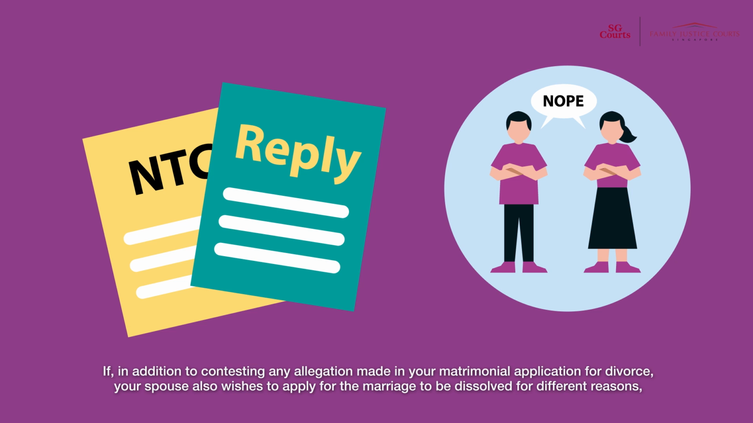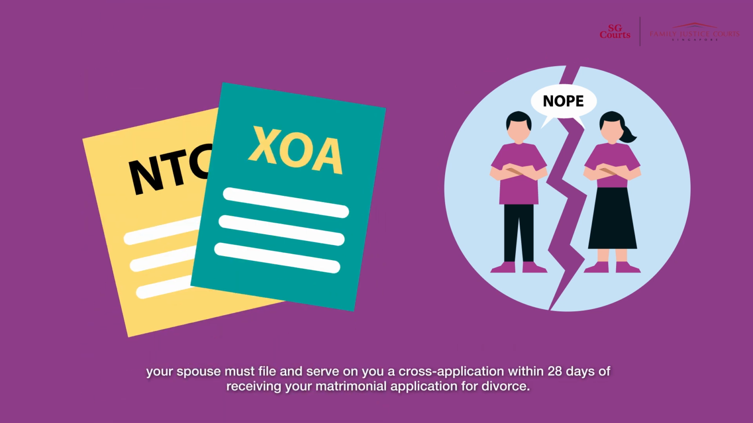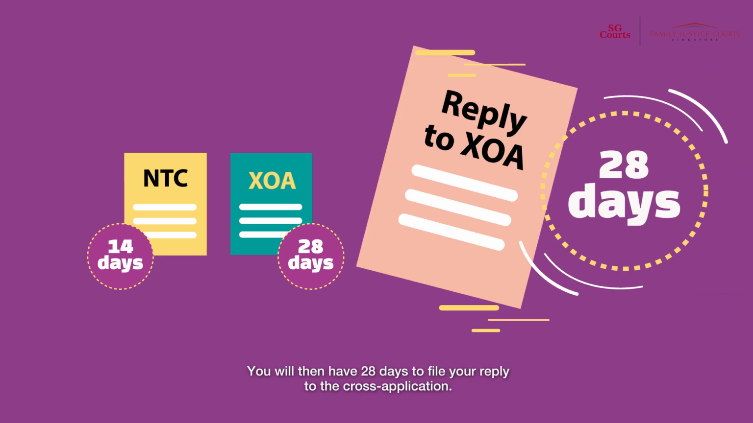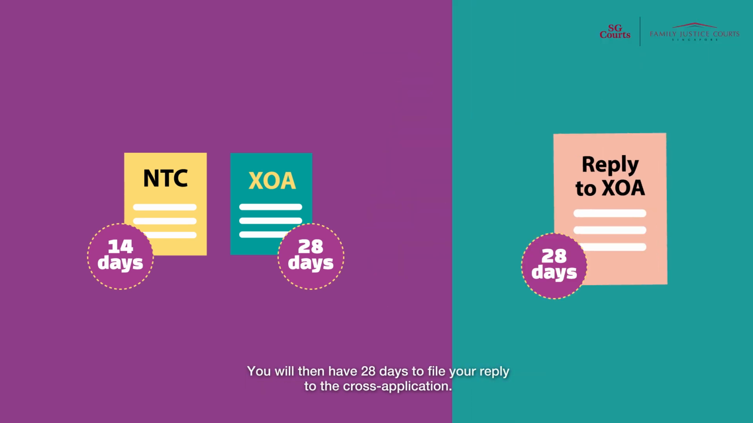If, in addition to contesting any allegation made in your matrimonial application for divorce, your spouse also wishes to apply for the marriage to be dissolved for different reasons, your spouse must file and serve on you a cross-application within 28 days of receiving your matrimonial application for divorce. You will then have 28 days to file your reply to the cross-application.